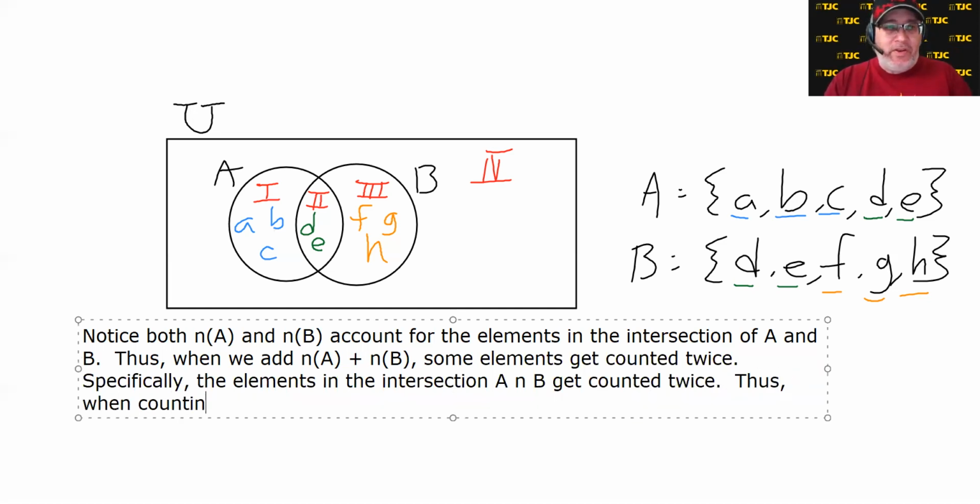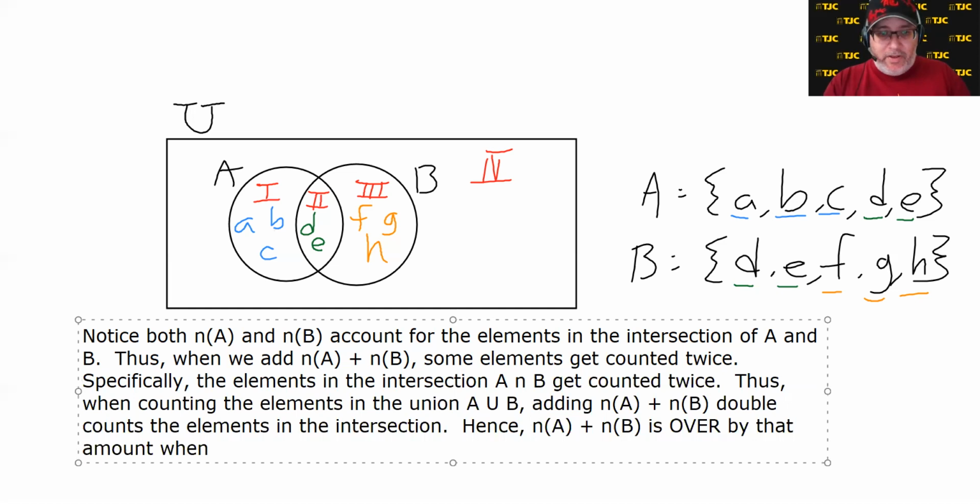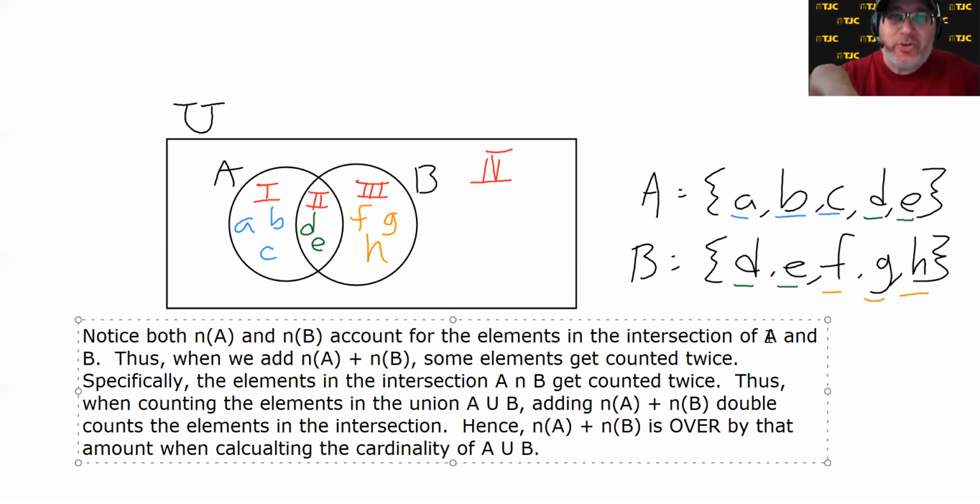Thus, when counting the elements in the union, A union B, adding the cardinality of A plus cardinality of B double counts the elements in the intersection. Hence, the cardinality of A plus cardinality of B is over by that amount when calculating the cardinality of A union B. Well, that was a lot more words than I intended to type, but let's do this in pictures because pictures are cool.